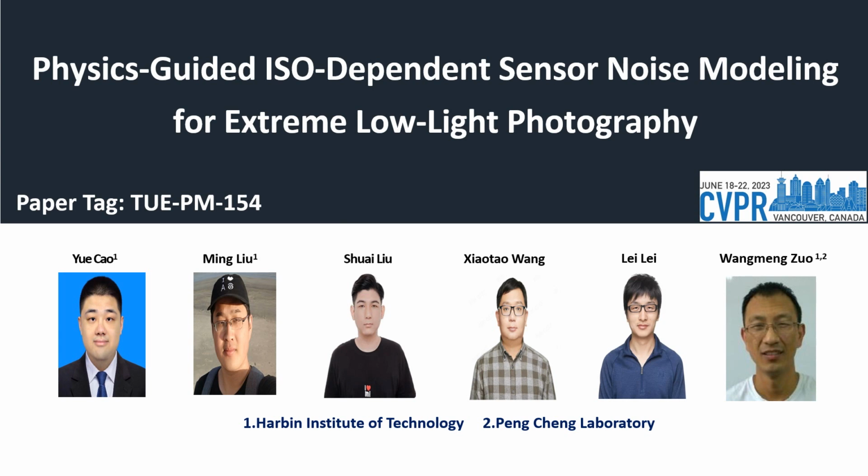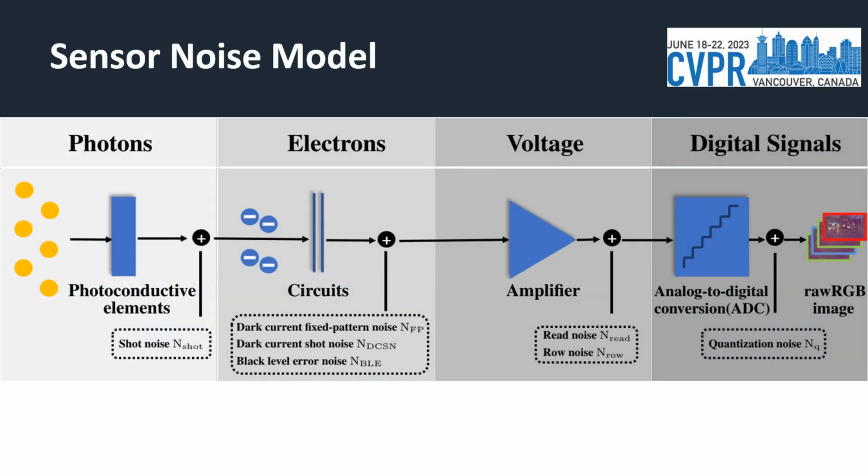Let me introduce our paper titled Physics-Guided ISO Dependence Sensor Noise Modeling for Extreme Low-Light Photography, which was published at CVPR 2023. Quick preview. We investigate the noise formation process in extreme low-light scenarios and propose a novel physics-guided noise model. The ISO dependence is taken into consideration in the proposed method.